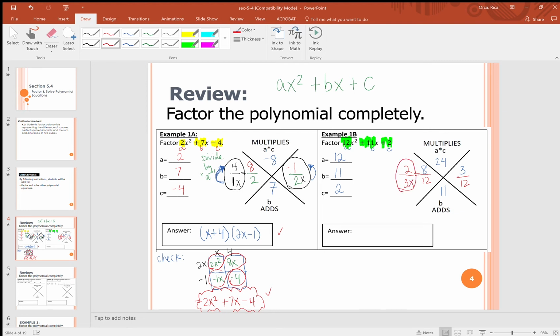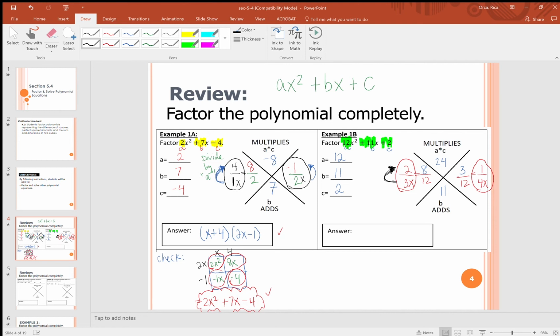3 over 12 can be reduced by 3. 3 divided by 3 is 1, and 12 divided by 3 is 4. So 3 over 12 reduced is 1 over 4. And don't forget to put the x at the bottom. Now let's write out our factors.